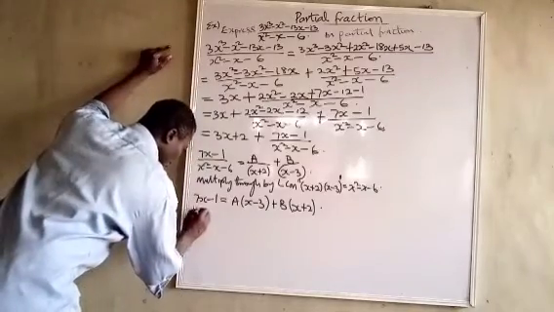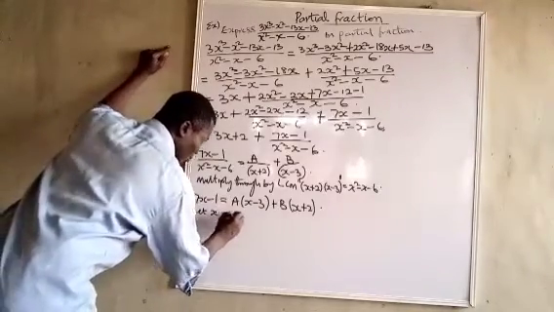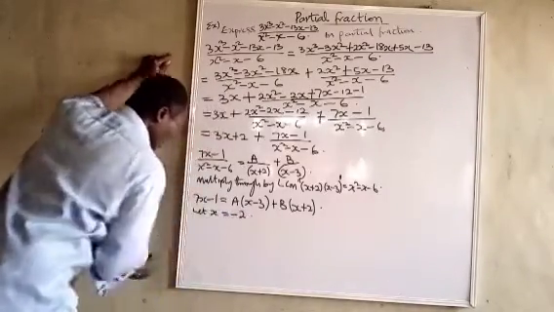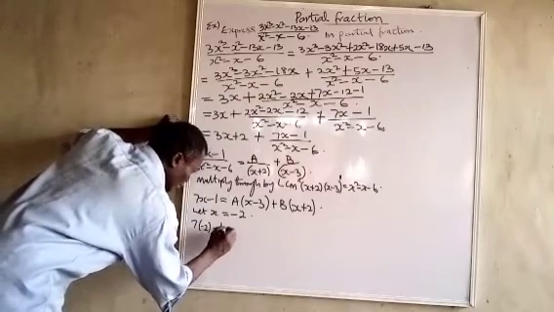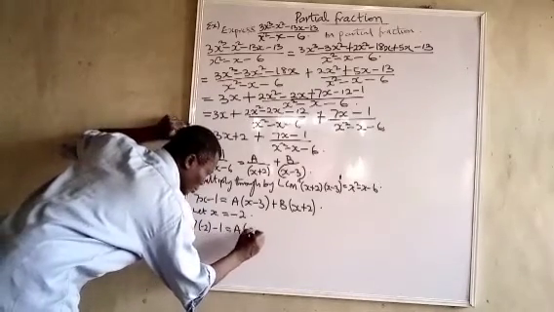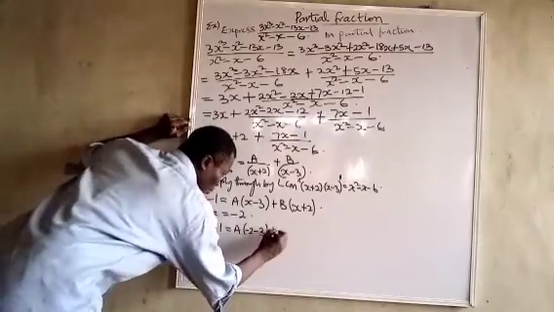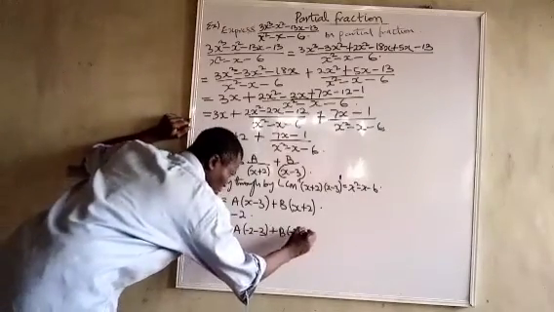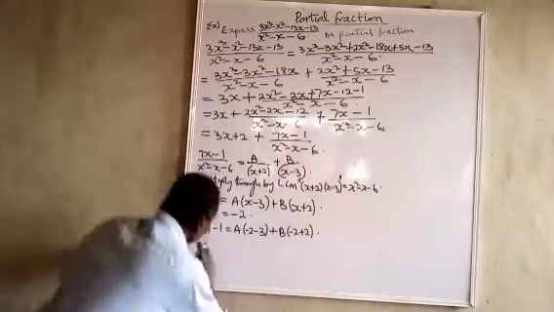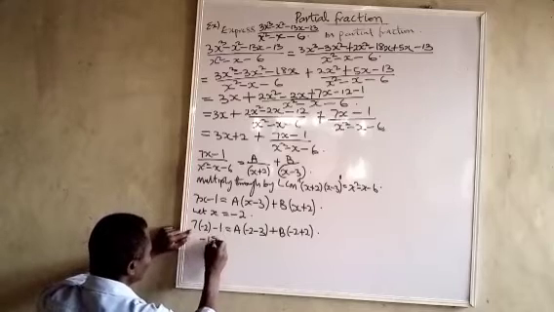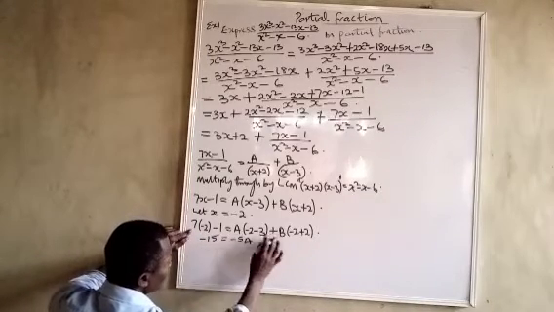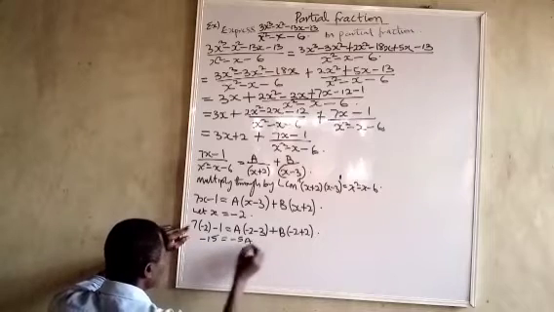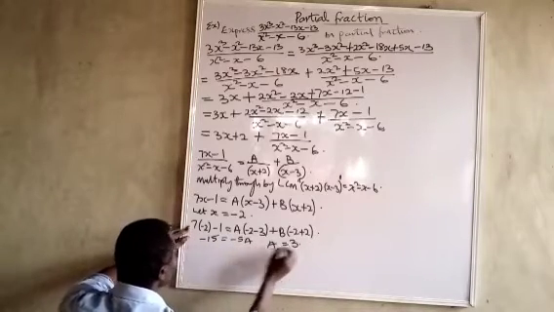Make x be equal to minus 2. So I have 7 into minus 2 minus 1 is equal to A into minus 2 minus 3 plus B into minus 2 plus 2. So, what does that give me? Minus 14 minus 1, that's minus 15. Minus 15 is equal to minus 5A. And what does this give me? 0. So, A is equal to 3.